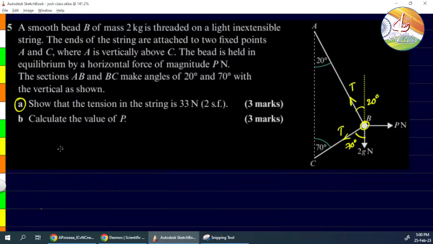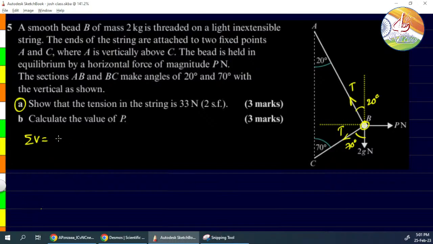How to find T? Should we take sigma V or sigma H? If you take sigma H, then P will also come. P is unknown, T is also unknown, so we will get two unknowns. Is it possible to have a single unknown? If we take sigma vertical, P is horizontal, so it will not have any vertical component. So only one unknown, that is T, will be there. So it's better to take the vertical component.